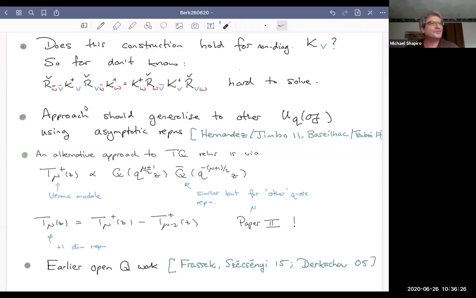Another stupid question. For SLN, is item two carried over? Item two, yes. For SLN, certainly the closed Q operator has been written down using these asymptotic representations, but not the open one yet. There isn't any other work on open systems. And who did it for SLN? For SL3, I think the original paper was by Kojima, actually. But then for SLN, off the top of my head, I can't remember, but SLN has been done.